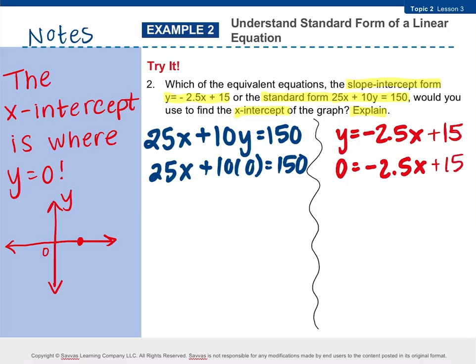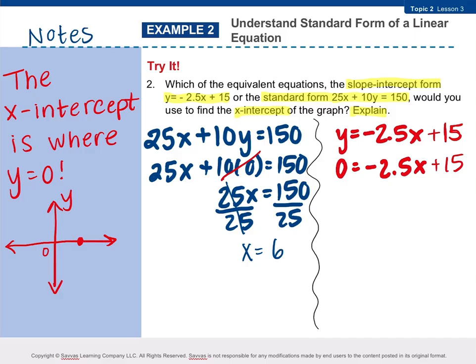So for both of them, let's solve for x and see what we get for my x-intercept. On the left, we already talked about how easy it is with the 0. That's just going to kind of be eliminated from my equation, and I'll be left with 25x equals 150. To solve for x, I would divide both sides by 25 to get x by itself. And I would get 1x equals 150 divided by 25 is 6. So I have a point at 6, 0. That was pretty easy. On the right, I am going to want to get x by itself.